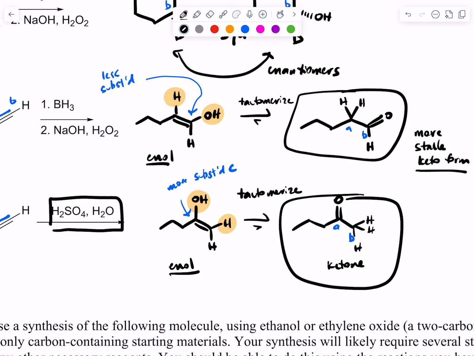The reason for that is that carbon-oxygen pi bonds are way more stable than carbon-carbon pi bonds. So it's more favorable to undergo this process, which we called tautomerization. Tautomer is a word that describes isomers that differ only in the location of a pi bond and a proton. And tautomerization is the word we use to describe the process of converting from one tautomer to another, moving a pi bond and moving a proton.